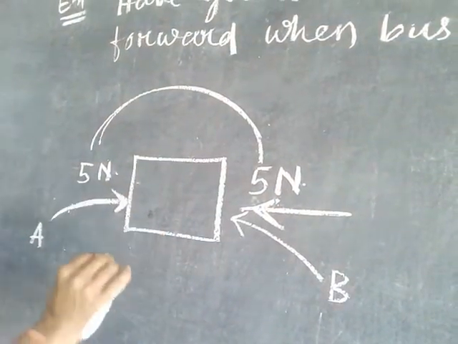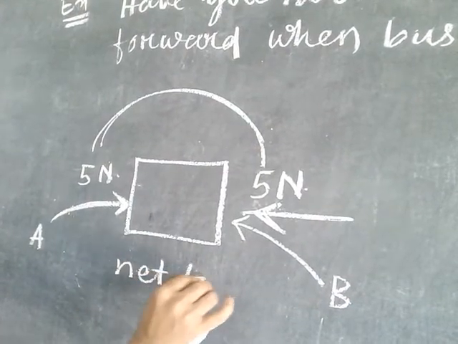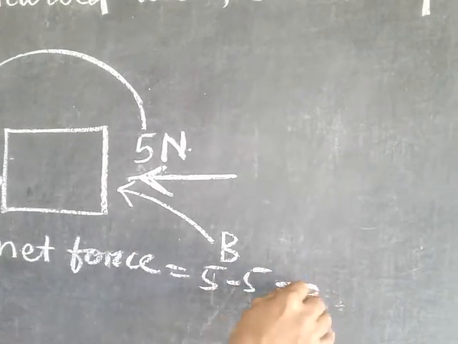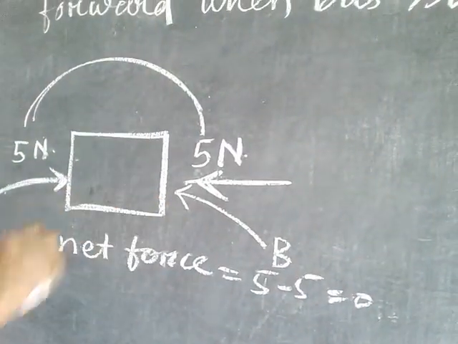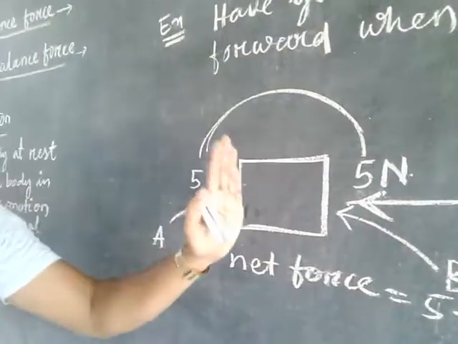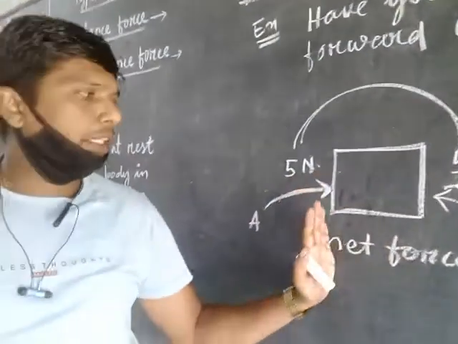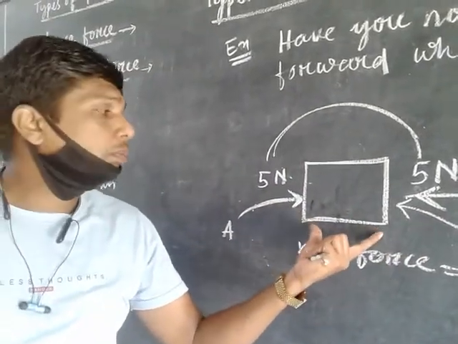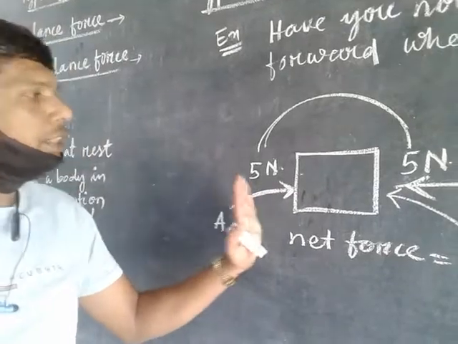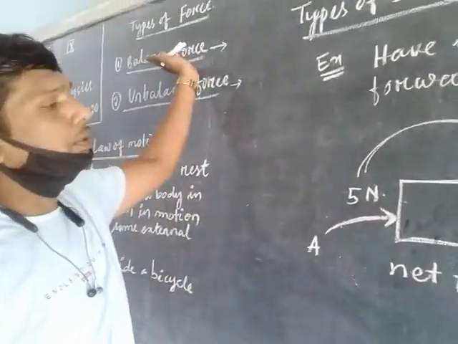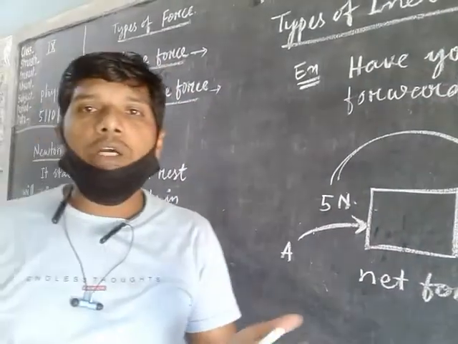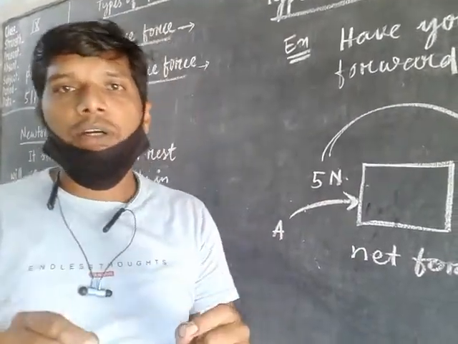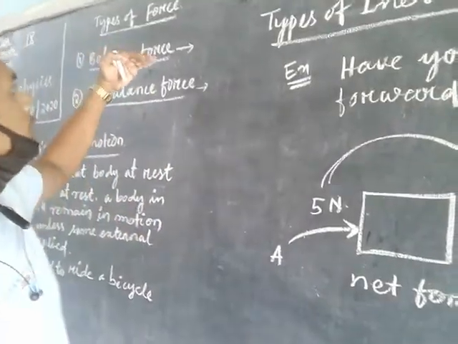So in this case, how much is the net force? Net force is 5 minus 5, that is 0. That means in this case, what will happen? The body will not move in any direction, because the net force is 0. So this force is known as balanced force. Why? Because when equal and opposite forces are applied on a body, then the net force becomes 0. So this force is known as balanced force.